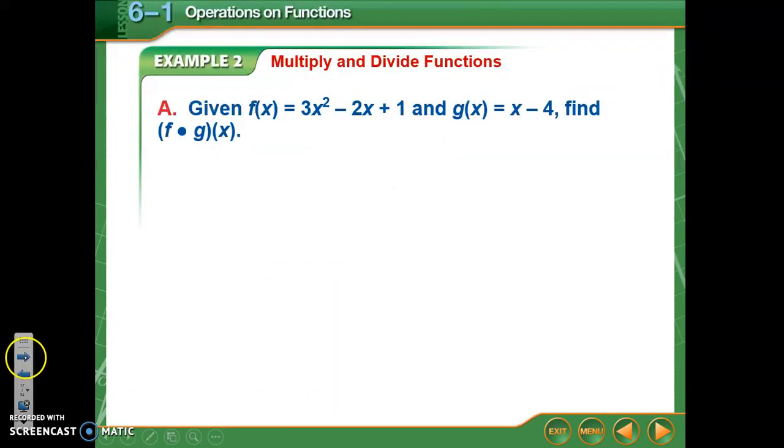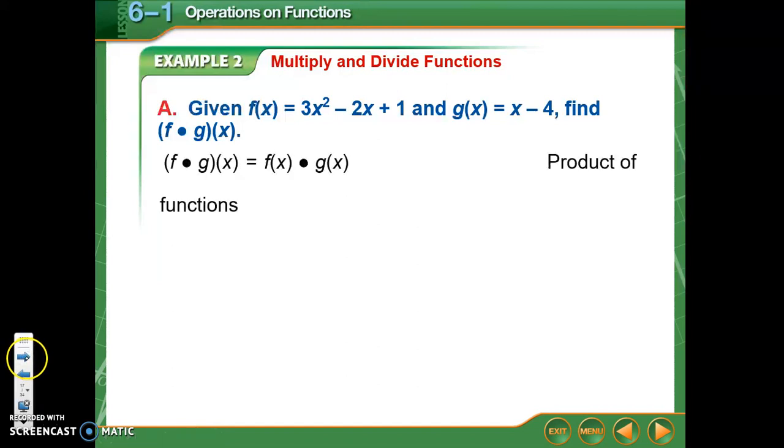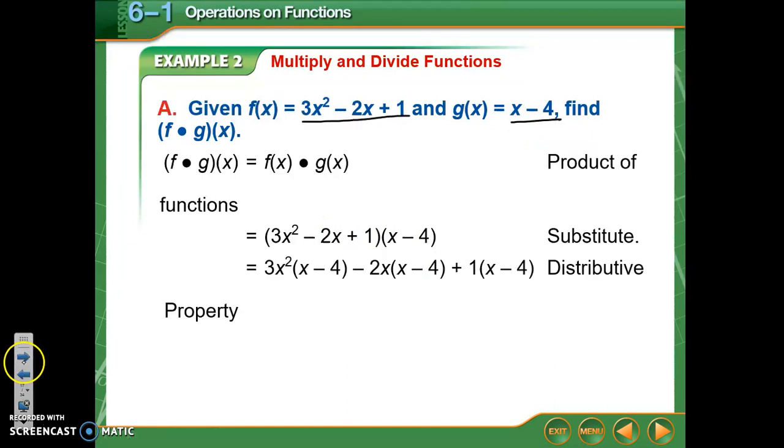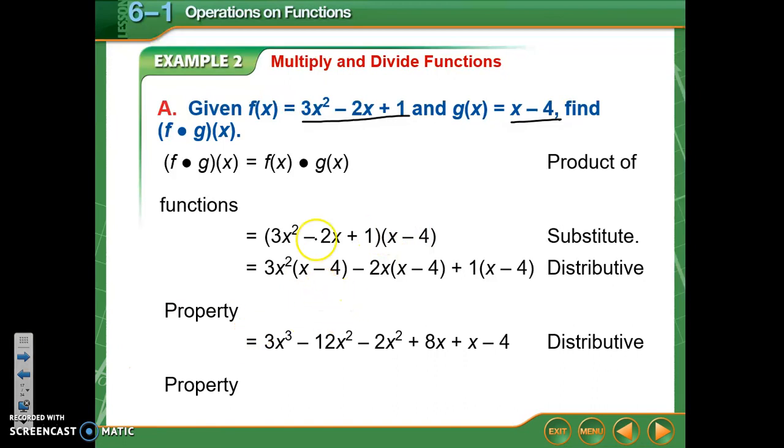All right, so when I multiply, multiplying is the same as adding and subtracting. So in order to multiply two functions, f times g of x, I just take f of x times g of x. So in this case, f of x is this function and g of x is this function. I multiply them. And then we distribute. Here they're showing you each term times x minus 4. They're distributing 3x squared times x minus 4, negative 2x times x minus 4, 1 times x minus 4, and then they distribute all of those one by one.